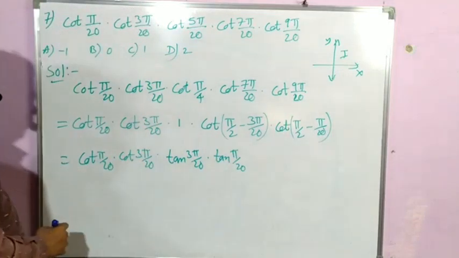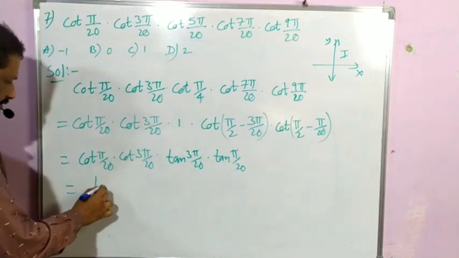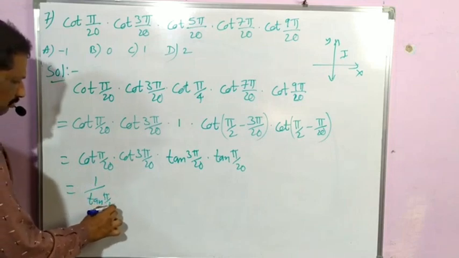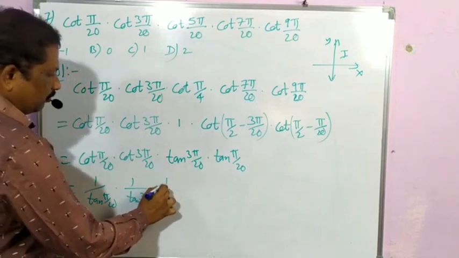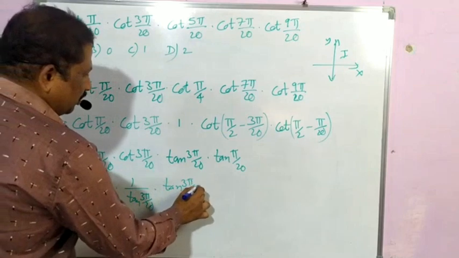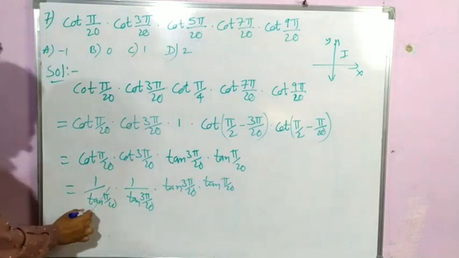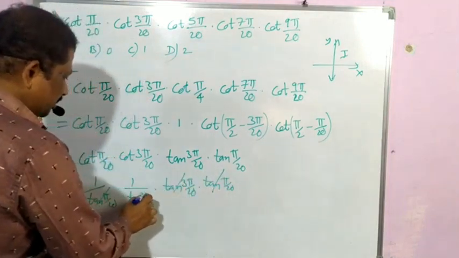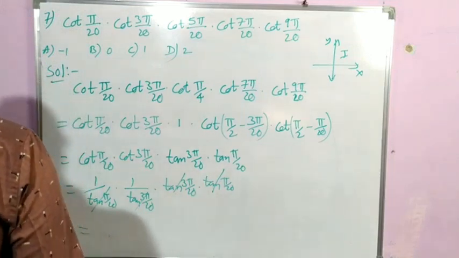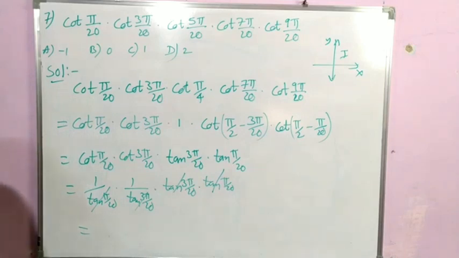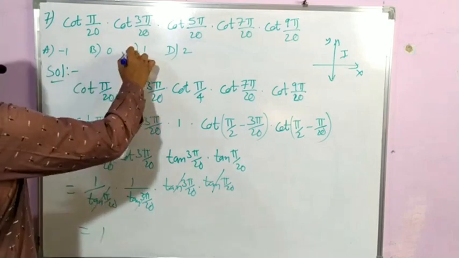Tan and cot get cancelled. Tan can be written as 1 by cot. If you want, you can write another step. This you can write tan pi by 20 as 1 by cot pi by 20, and 1 by tan 3 pi by 20 into tan 3 pi by 20 into tan pi by 20. Okay? Tan pi by 20 cancels. So finally what do we get? You only select the option from this. So one time one goes 1. The option is C. Okay.